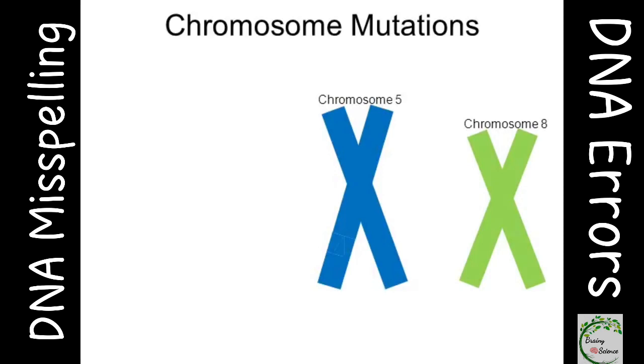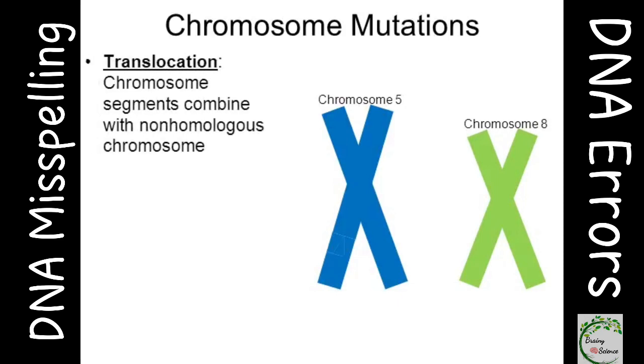Well, what about a chromosome mutation? The frame shift and the point mutations, these are mutations that happen to individual genes. What about a chromosome mutation? Well, there's a process called translocation. And this is where chromosome segments will combine with non-homologous chromosomes.